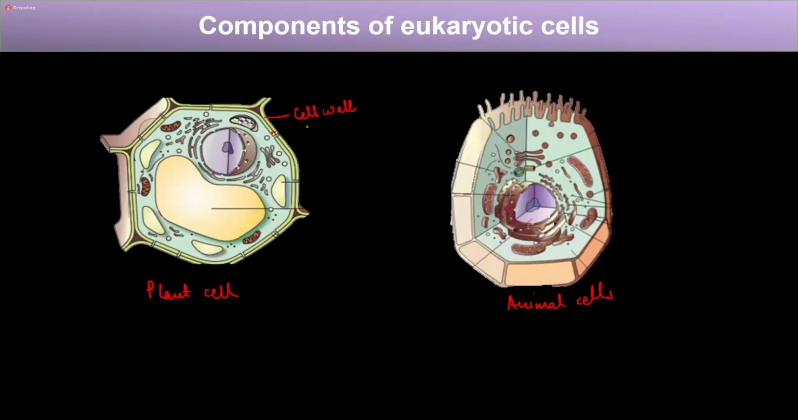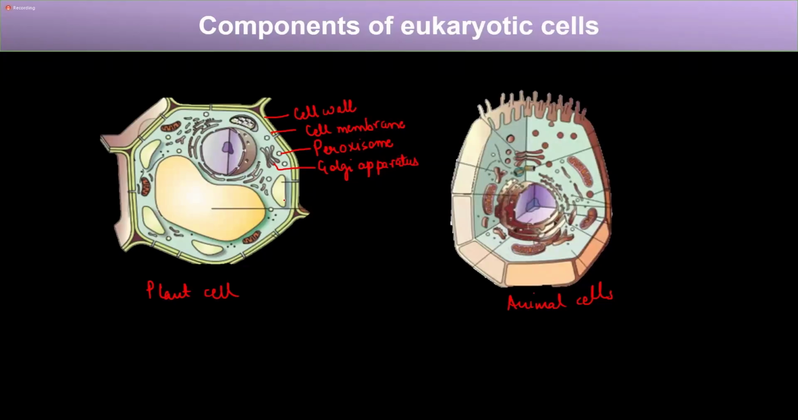The inner boundary, what is this? This is the cell membrane or plasma membrane. Now if you go inside, what is this called? This is an organelle that is not membrane bound, and this is called peroxisome. If you go into more detail, this is another organelle that is called Golgi apparatus.